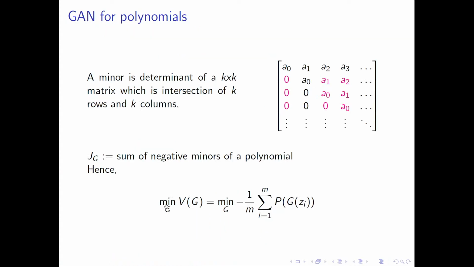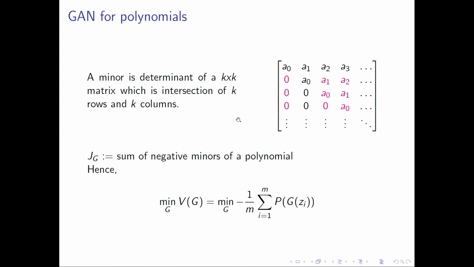And what are the minors? A minor is a determinant of a K by K matrix, which is the intersection of K rows and K columns. In this Toeplitz matrix, for example, the second, third, and fourth rows. Here, K is 3, and we have the second, third, and fourth rows, and the first, third, and fourth columns. And when we take the determinant of this pink matrix, it is a minor of this Toeplitz matrix.